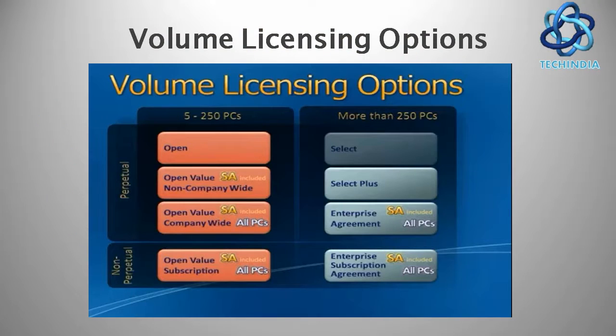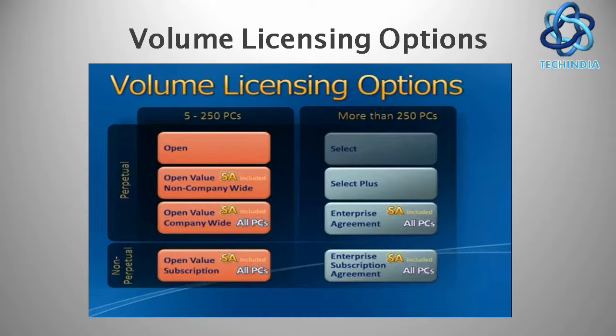Now we are going to discuss the volume license. Under volume license you have many options, in 2 categories. One is if you have from 5 to 250 PCs in your company, you can use Open Value non-company wide, Open Value company wide, or Open Value Subscription. If you have more than 250 PCs, you can use Select Plus, Enterprise Agreement, or Enterprise Subscription Agreement. This is one more category, more than 250.